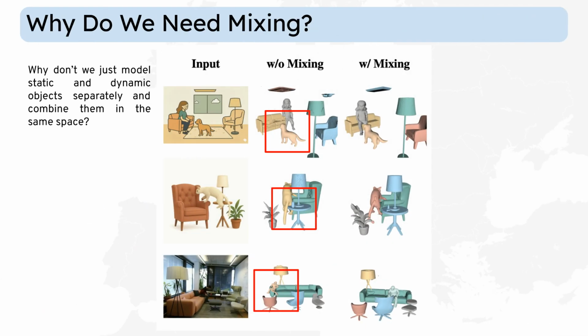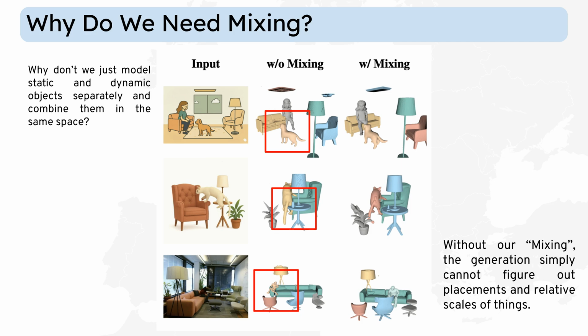But wait, why can't we just run static reconstruction and 4D reconstruction separately and place the results in the same space? The answer is that without mixing, there is no shared spatial grounding. The spatial blocks and temporal blocks never see each other's outputs. The model has no way to know where the dynamic object should be relative to the static ones, or at what scale. In practice, without mixing, the generation simply cannot figure out placements and relative scales of objects. Things end up floating in inconsistent positions. Mixing is what forces every object, static and dynamic, to be jointly reasoned about at every time step, so the final 4D scene is spatially coherent.